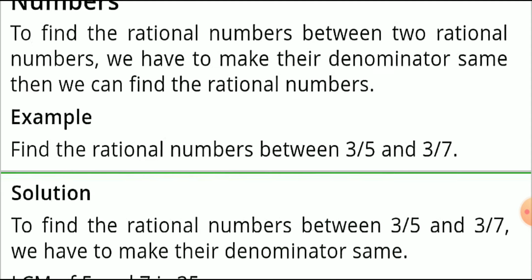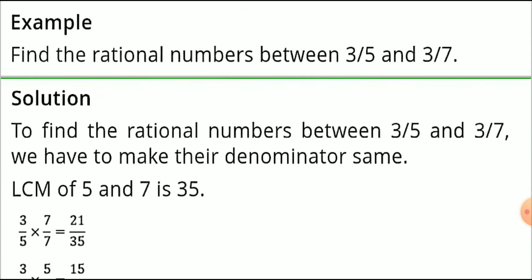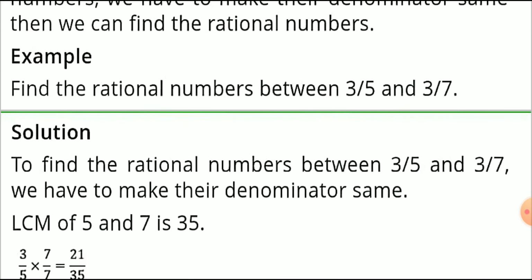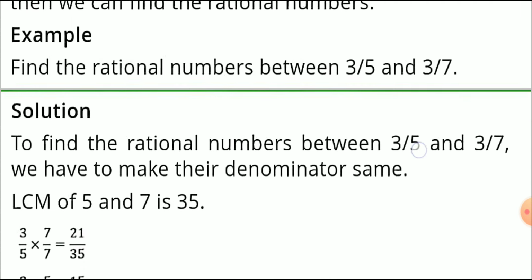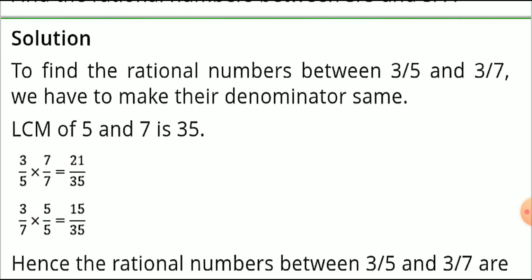Here the denominators are 5 and 7. Take the LCM of it, what will you get? Yes, the LCM is 35. To make the denominators the same, in the first fraction you multiply both the numerator and denominator by 7. In the second case, you multiply by 5. So here you can see 21 upon 35 and 15 upon 35 are the equivalent forms of both the rational numbers.